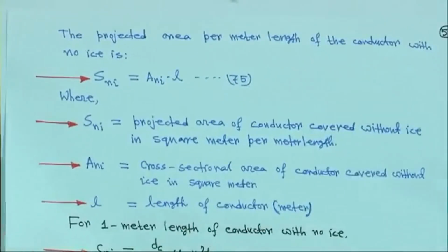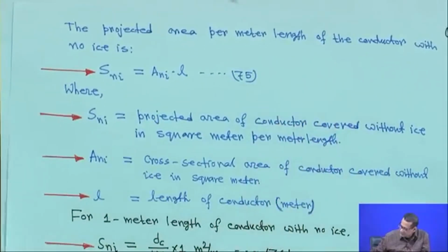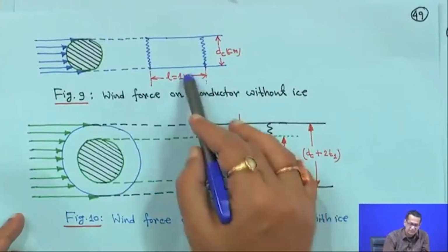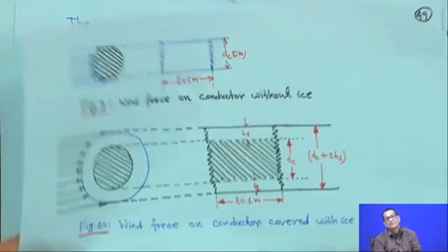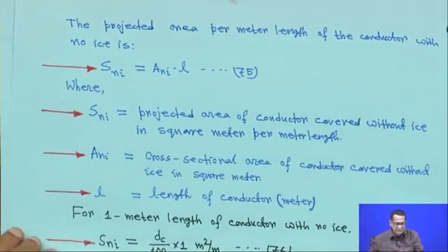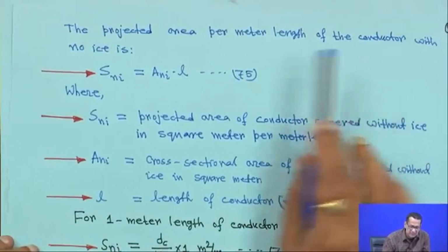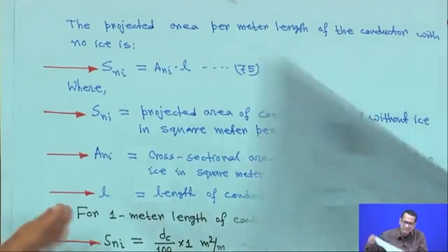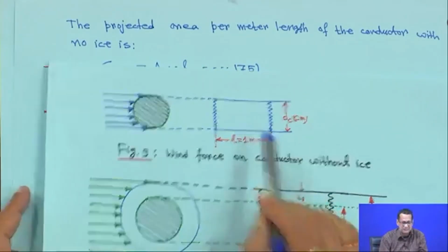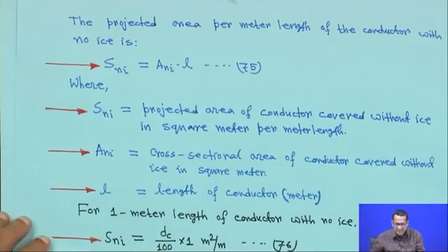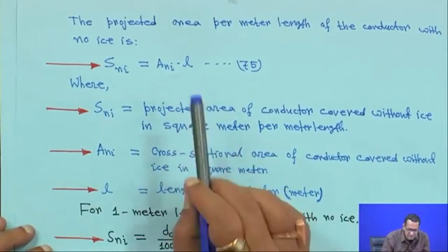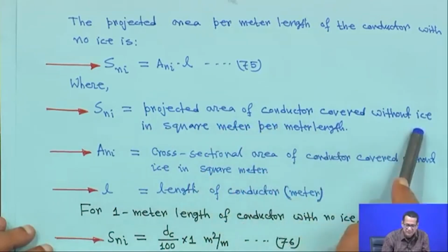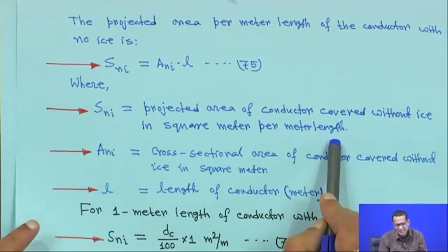Now, the projected area per meter length, because we have considered 1 meter length here, here also, and here also. Therefore, the projected area per meter length of the conductor with no ice, for this no ice case, will be S NI equal to A NI into L, where S NI is the projected area of conductor covered without ice in square meter per meter length.